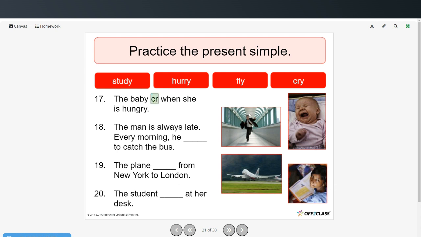Okay, the baby cries when she is hungry. The man is always late. Every morning he hurries to catch the bus. The plane flies from New York to London. The student studies at her desk.